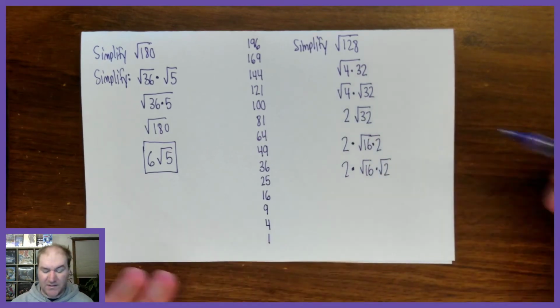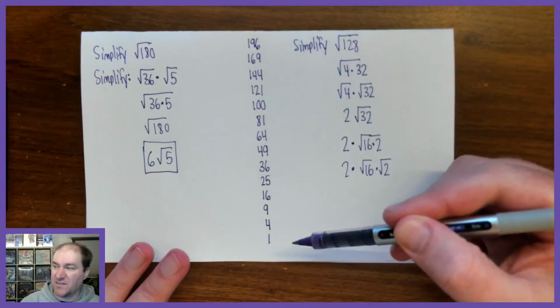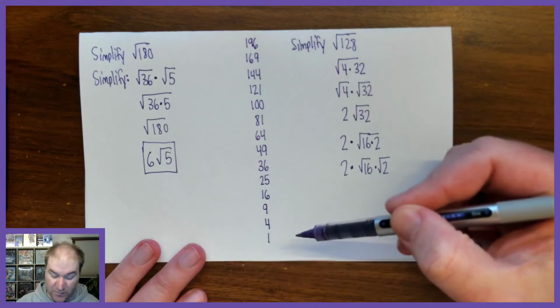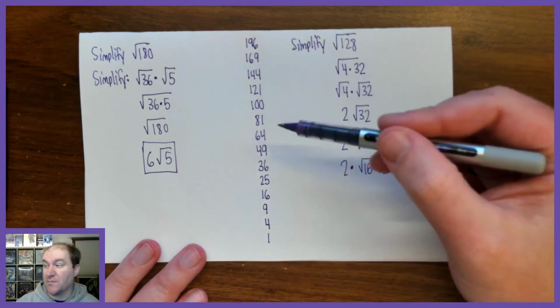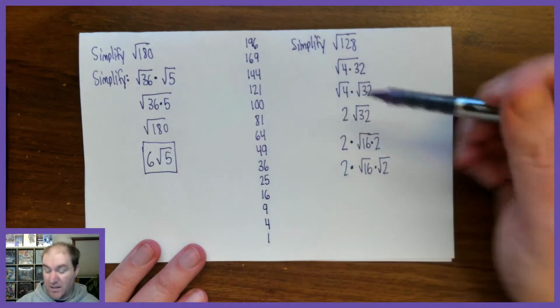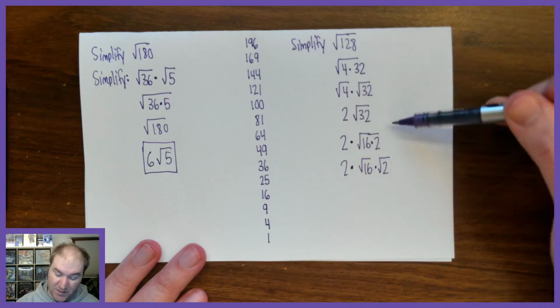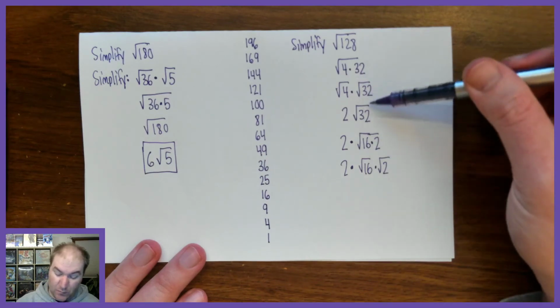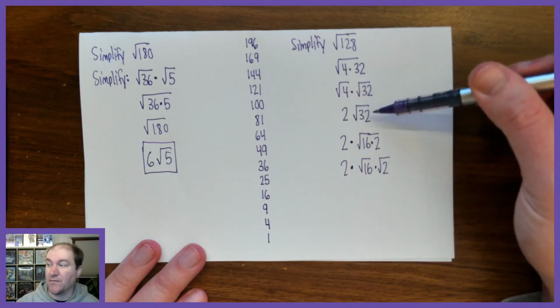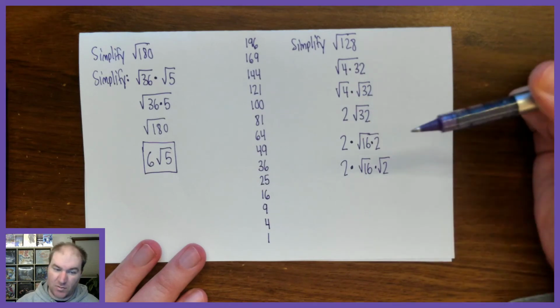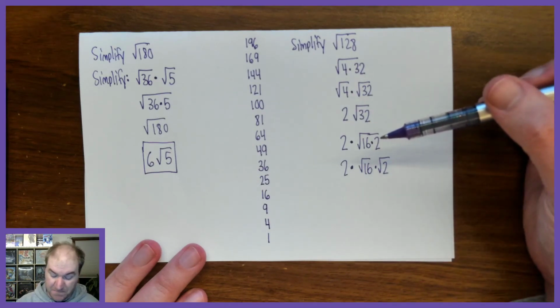So what I'm saying is, you don't have to pick the biggest number from the list. You can just pick any number from the list. But if you don't use the biggest number from the list, then you're going to have to do more steps because your radical that you get is not going to be fully simplified. So you should always try to pick the biggest number you can pick.